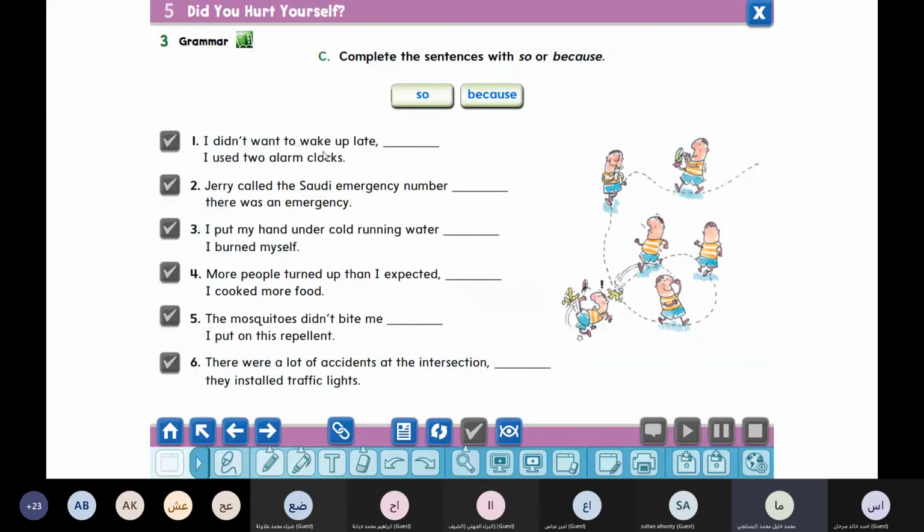I didn't want to wake up late. So or because. Complete the sentences with so or because. I think it is so. I didn't want to wake up late, so I used an alarm clock. I used an alarm clock because I didn't want to wake up late. Good. Number 2.